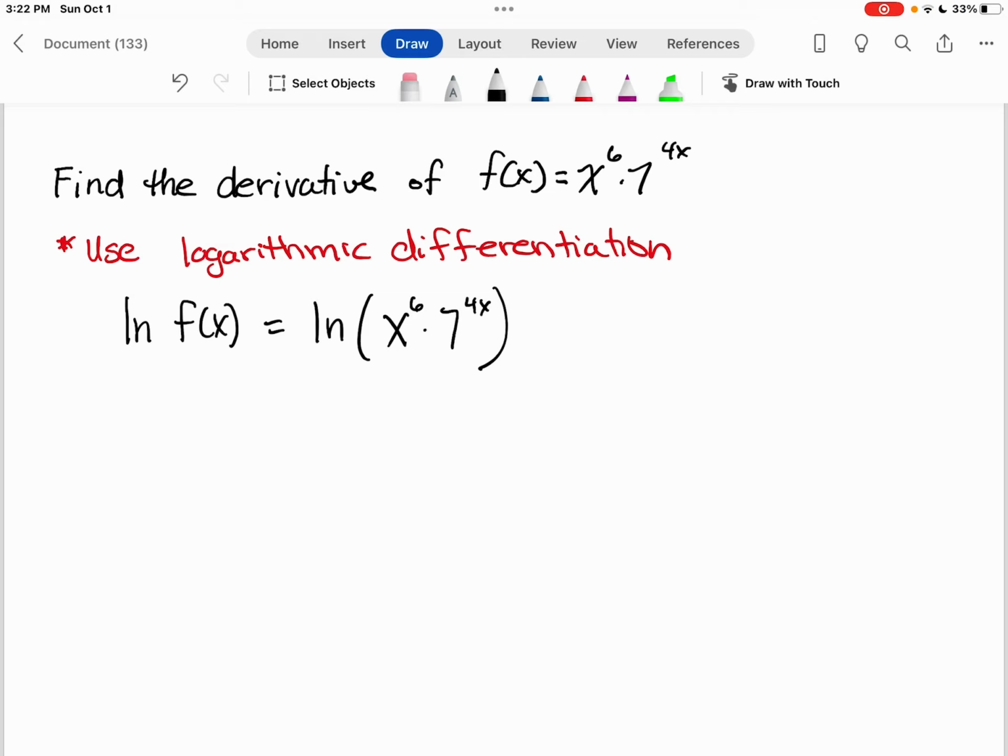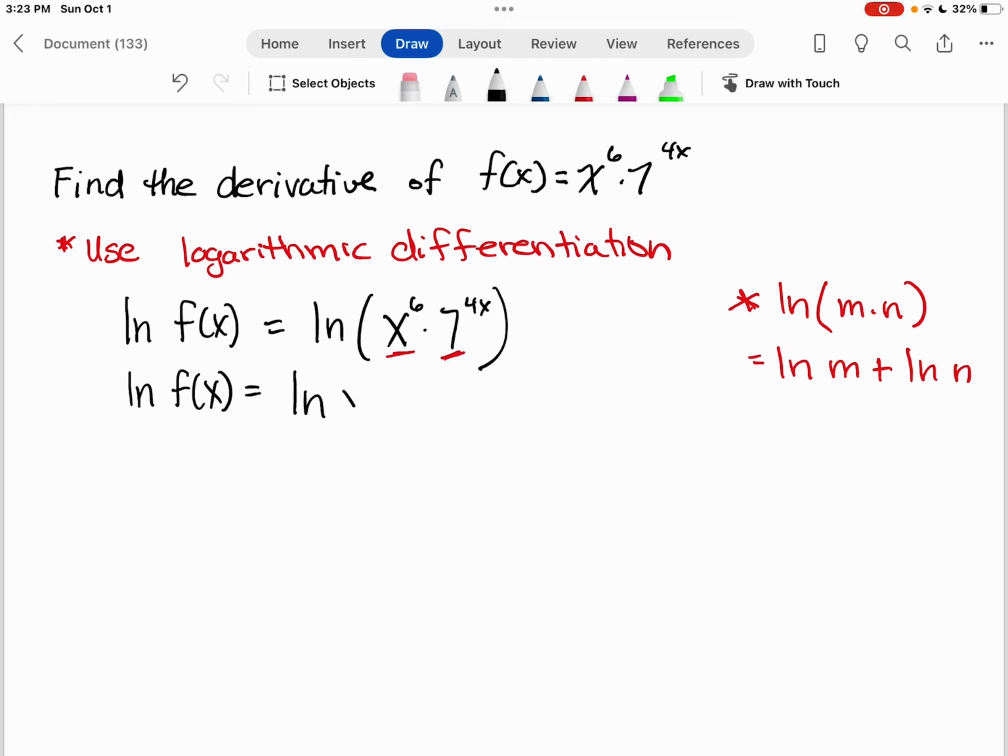And then I'm going to use the rules of logarithms to simplify the right-hand side. So I'm going to first use the rule that if I have the natural log of m times n, I can rewrite that as the natural log of m plus the natural log of n. So that's what I'm going to do here. I'm going to think of this as my m and this as my n. So I'm going to rewrite this as the natural log of x to the 6th plus the natural log of 7 raised to the 4x.